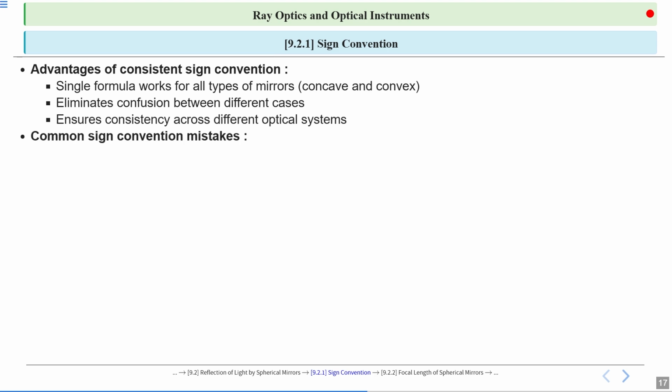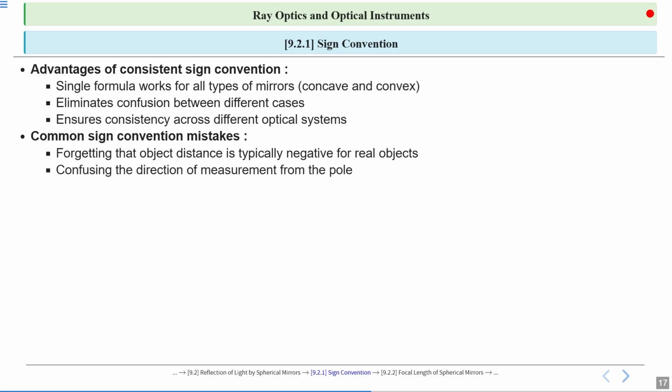Common sign convention mistakes that students make in exams. First, forgetting that object distance is typically negative. For real objects, object distance will be taken as negative. If we generally place the object in front of a mirror or lens, the object distance will always be taken as negative for real objects.